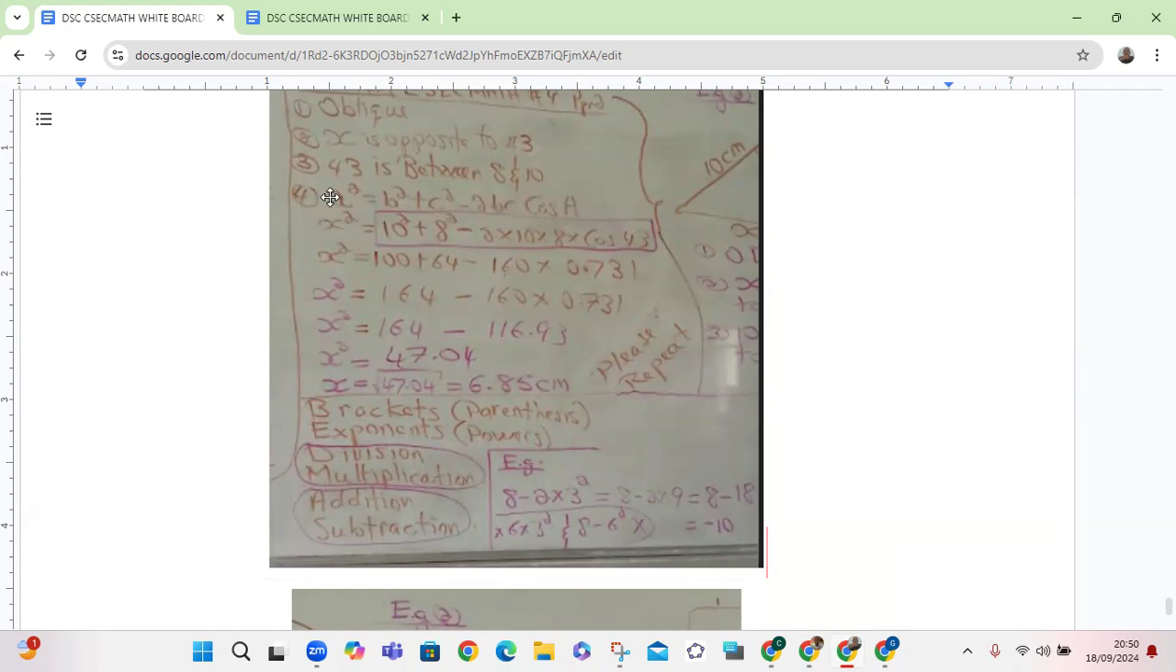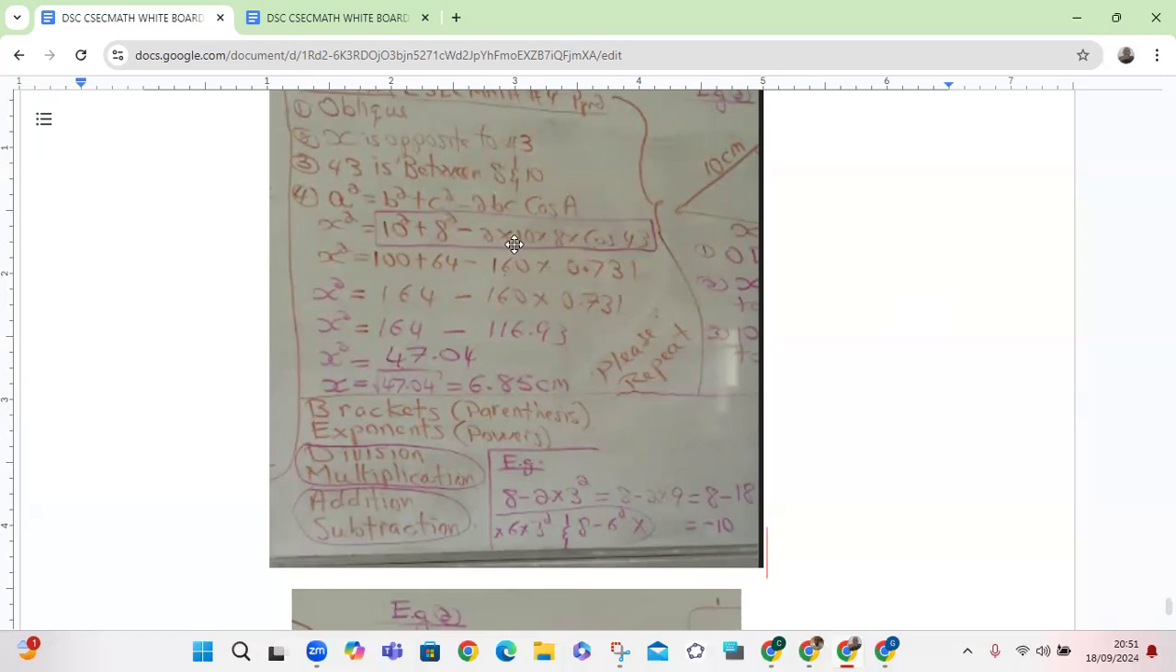So now in the place of A, you substitute X. Because if you start with A, you have to end with capital A. So the side you begin with, you have to end with the angle opposite to it. So we start with X, we have to end with 43. So X squared is equal to 10 squared plus 8 squared, because these are the two sides that angle 43 is between, minus 2 times 10 times 8 times cosine of 43.